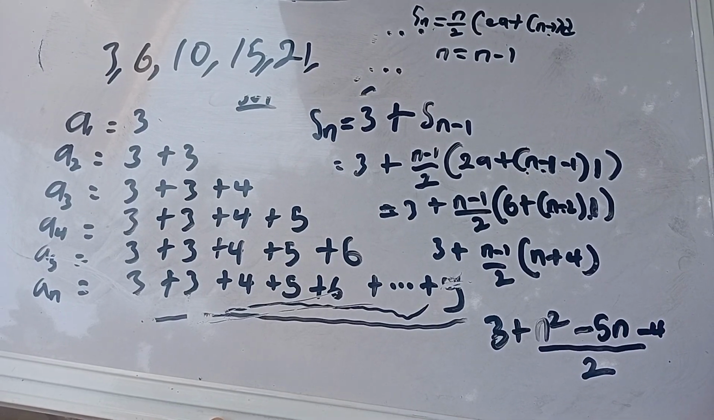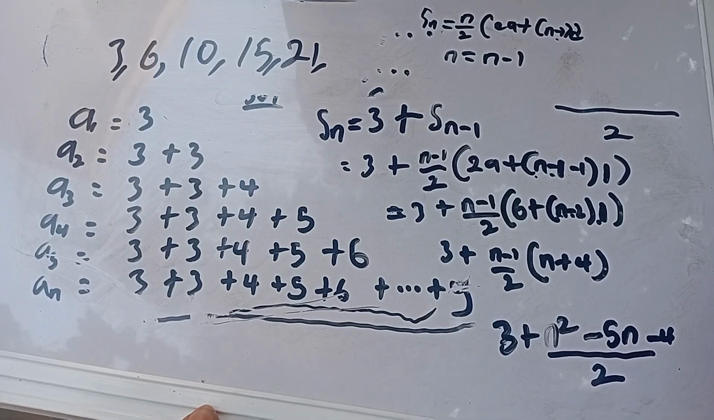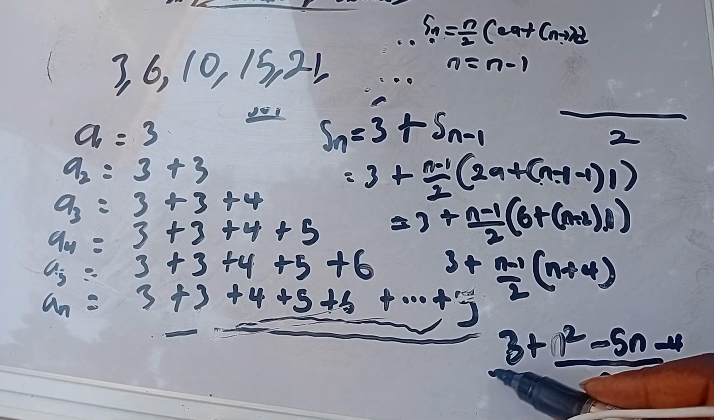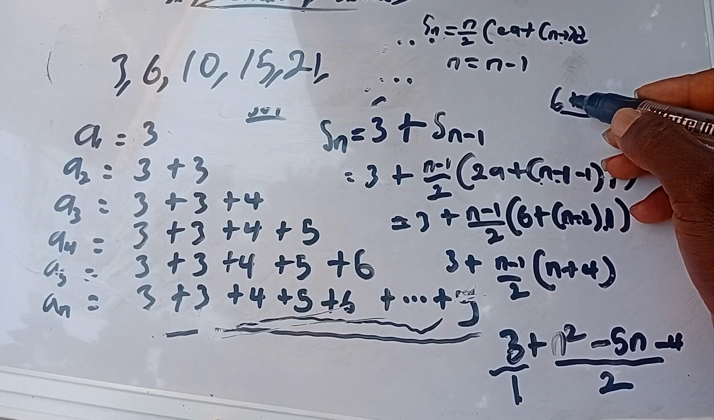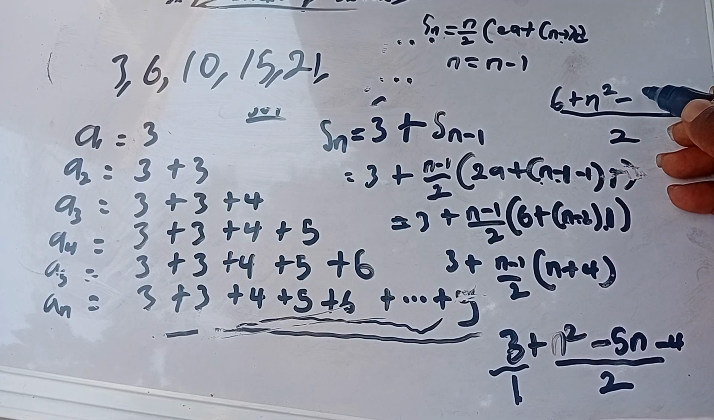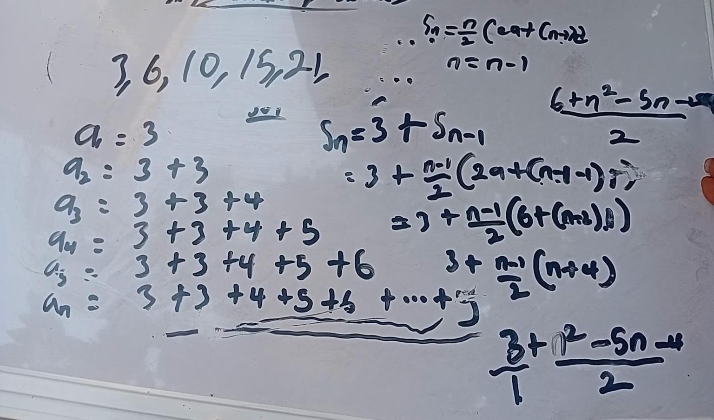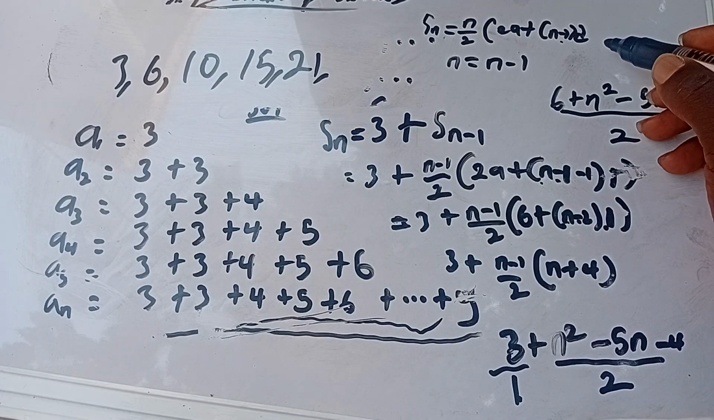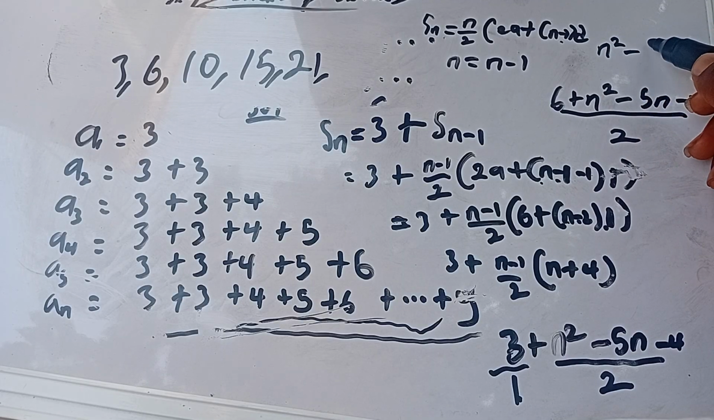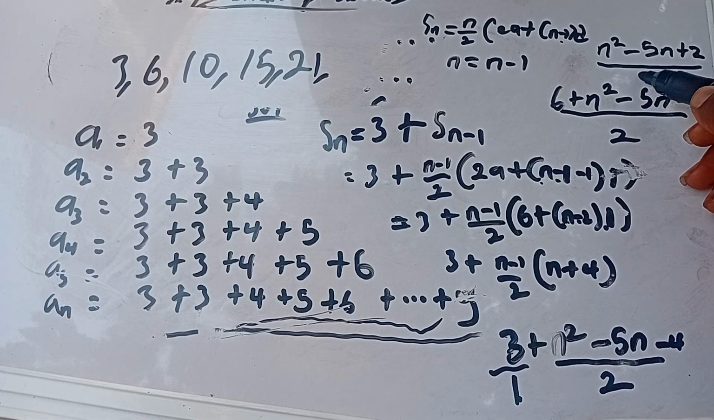Now, you can find the LCM. The LCM is 2, right? So this over 1. 1 into 2, 2 times 3, 6, plus n square plus 3n minus 4. So 6 minus 4 is 2. So here you have n square plus 3n plus 2, divided by 2.